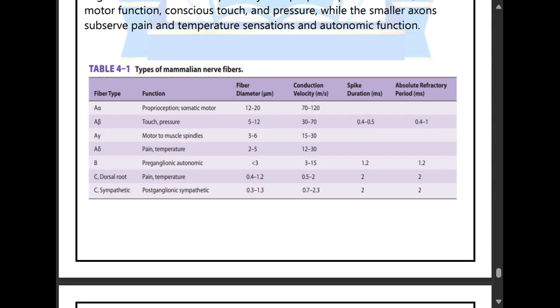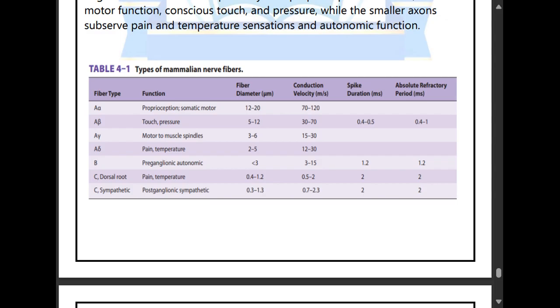Is that okay? Yeah, so they tend to transmit signals at a very slow rate, which is very appropriate when it comes to the type of information they carry, for instance, dull information, temperature, and the like. Okay, so type C, we have the dorsal root and the sympathetic. I think we are done with that question. I think we are done with nerve physiology questions that you might expect.